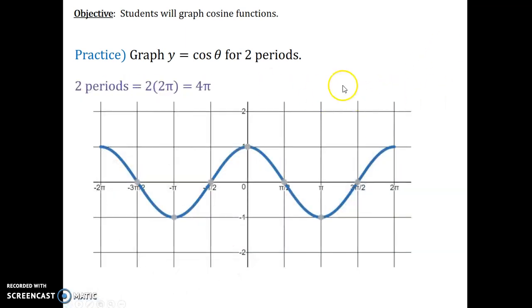So in this video, we introduced cosine of theta, and we graphed the parent function for 3 periods, and then the practice problem was for 2 periods. In the next video, I will talk about identifying amplitude, and we'll look at a couple of examples with graphing cosine theta with a different amplitude.